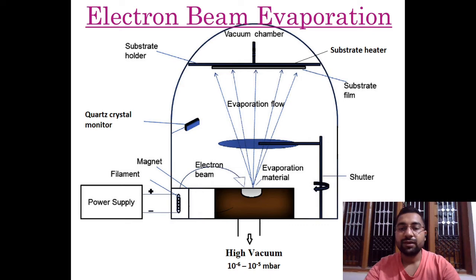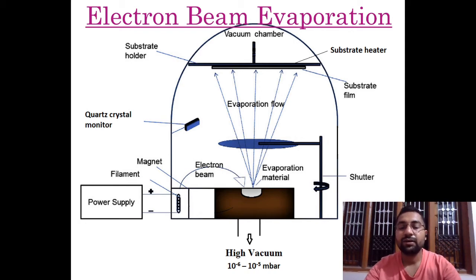The quartz crystal monitor is used for measuring the thickness of the deposited film; how much material has to be deposited on the substrate is controlled by the quartz crystal monitor. The shutter is provided for when the desired thickness is achieved. Further adding of a layer of material is prevented by keeping the shutter in between the substrate holder and the crucible.